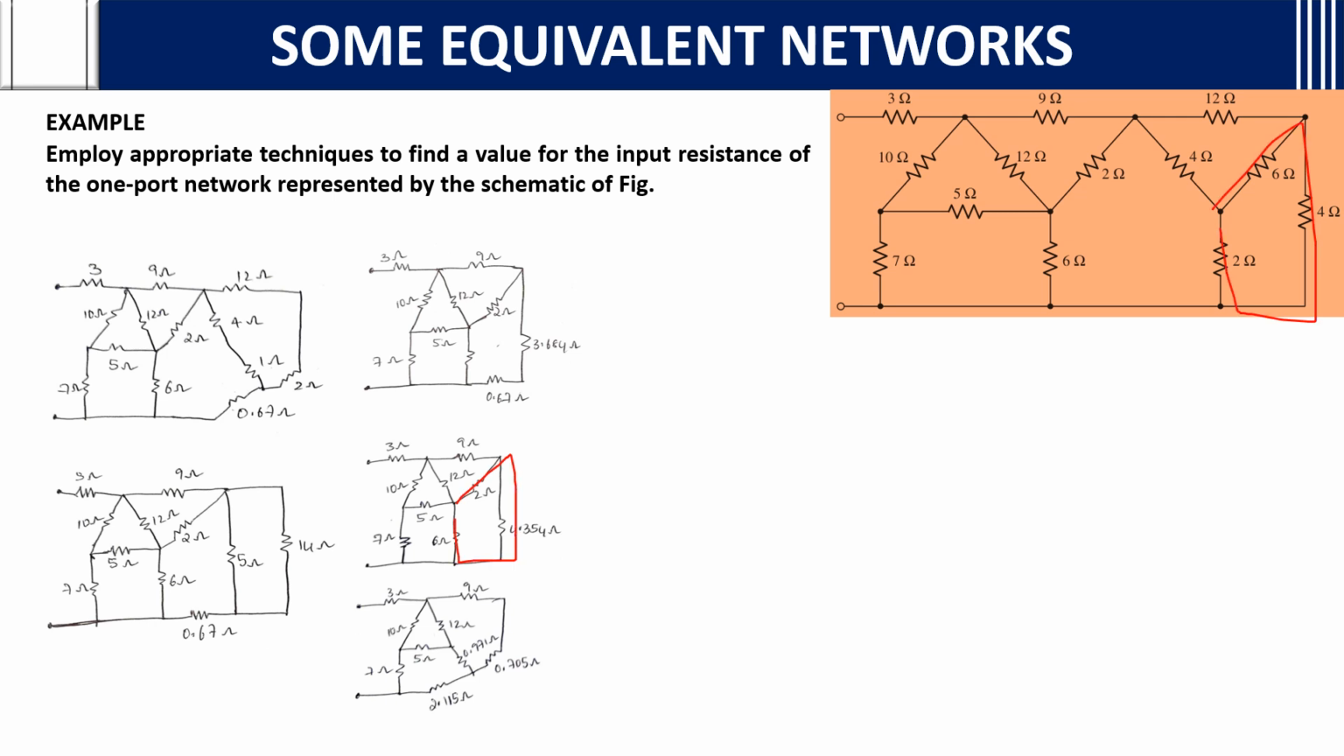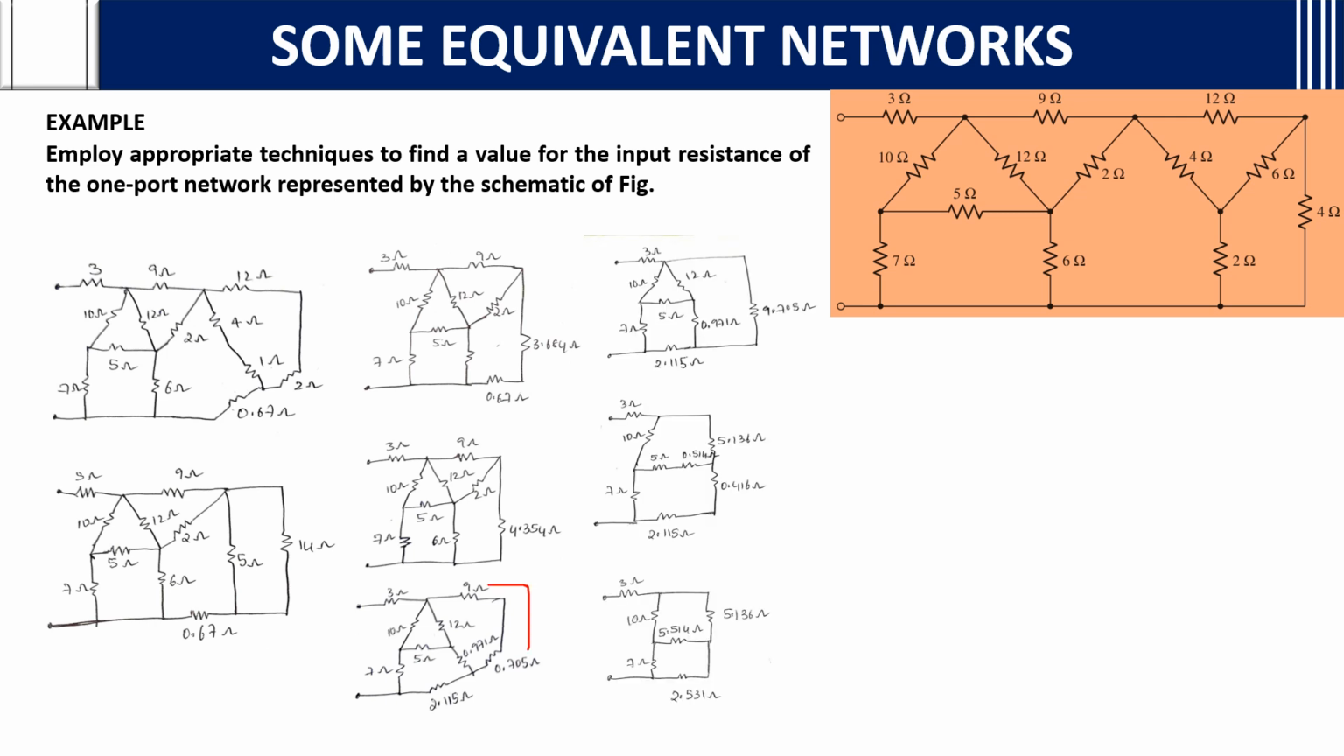So again it is in the form of delta. So delta to star we need to convert. After converting it again to star, you will get the network in this form. Again, these two are in series, you can add up. After adding up, the network looks like this. Then after finding this, again these two are in series, 9.705. Again 3 ohms, 10 ohms, everything is the same.